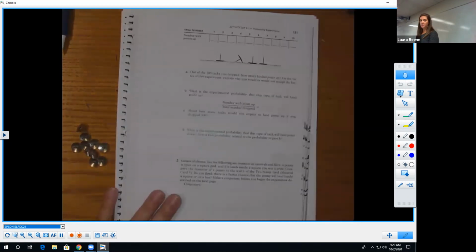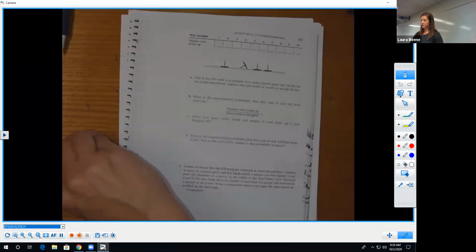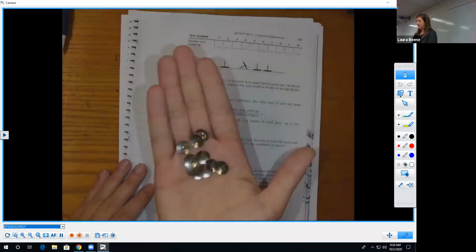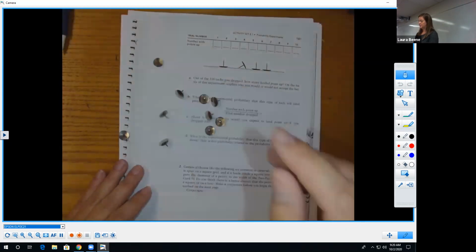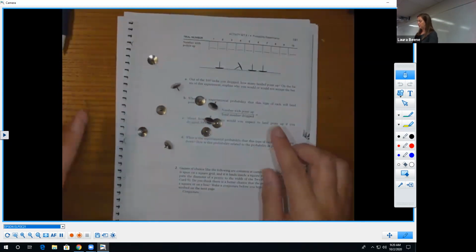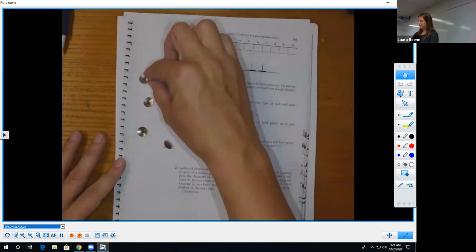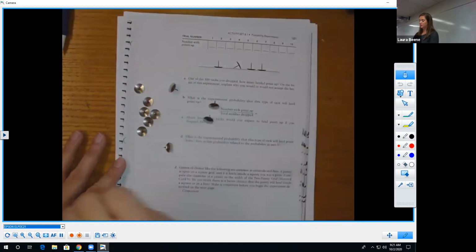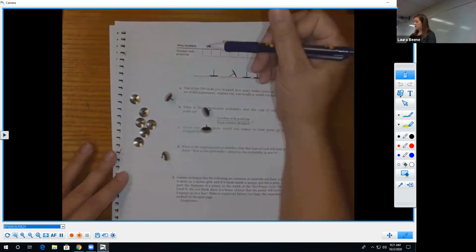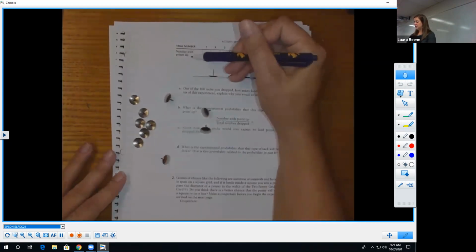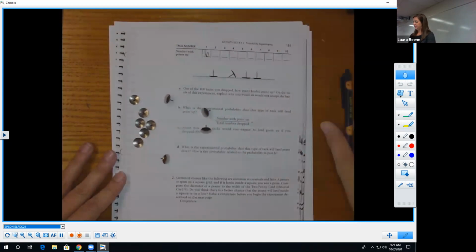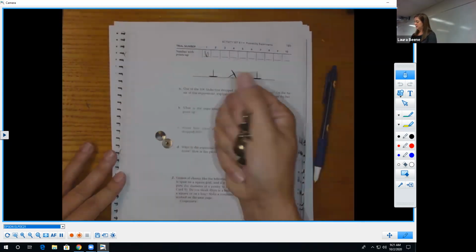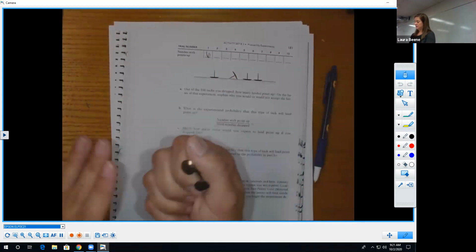So if we were in class, I would give you each a set of tacks. We would do this all together, but since we aren't all together, I have 10 tacks here, so I'm just going to drop them, and we're going to see which ones land point up. So I have 1, 2, 3, 4, 5, 6 land point up and 4 land point down. So on trial number 1 out of 10, there were 6 with points up. Okay. So let me do it again.